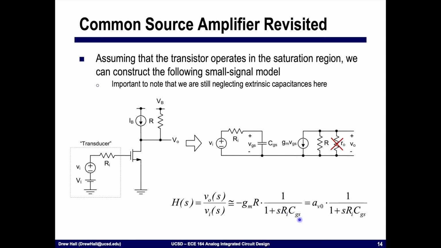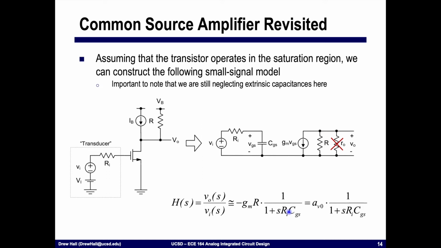At this point, it should be very obvious why, at the beginning of the lecture, I insisted that in order to have a meaningful discussion, we needed to include Ri. If we did not have Ri here, essentially Ri was 0, we wouldn't have anything limiting the frequency response because we're driving this with a 0 impedance, which would take away this pole here at the input.